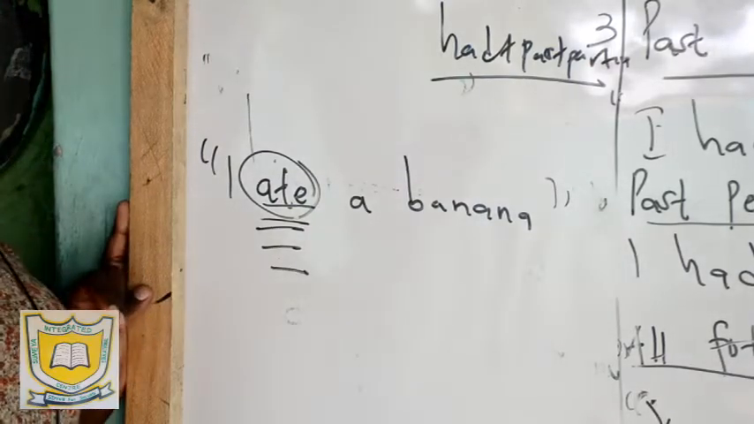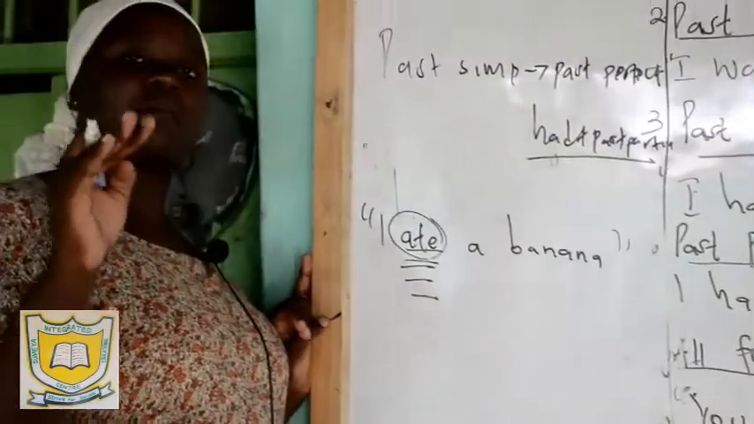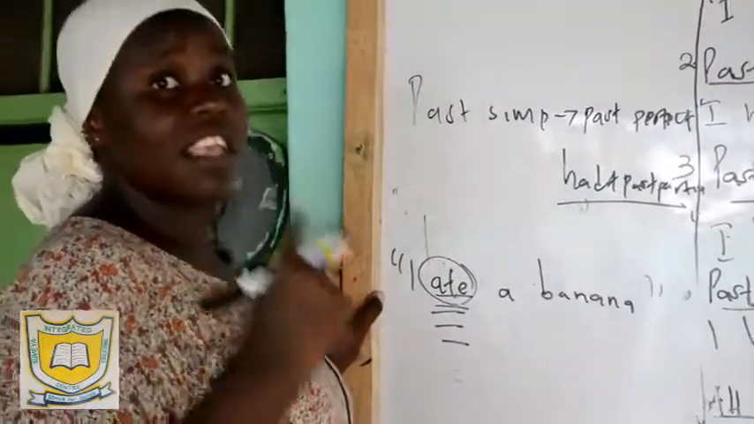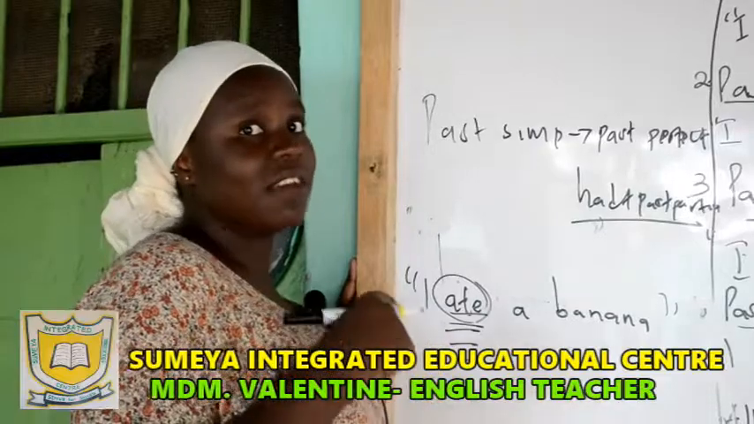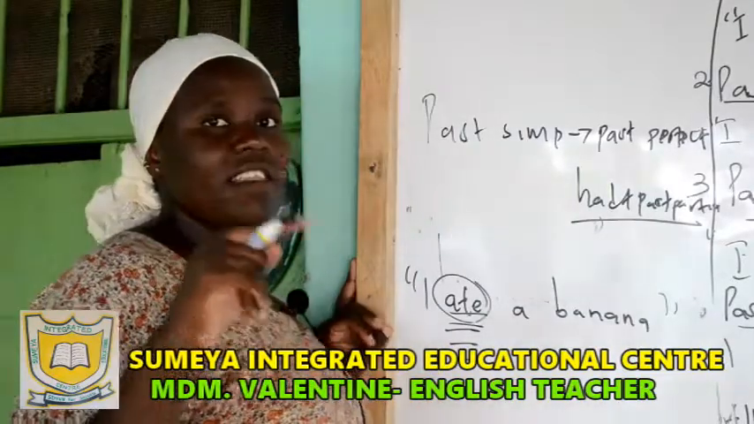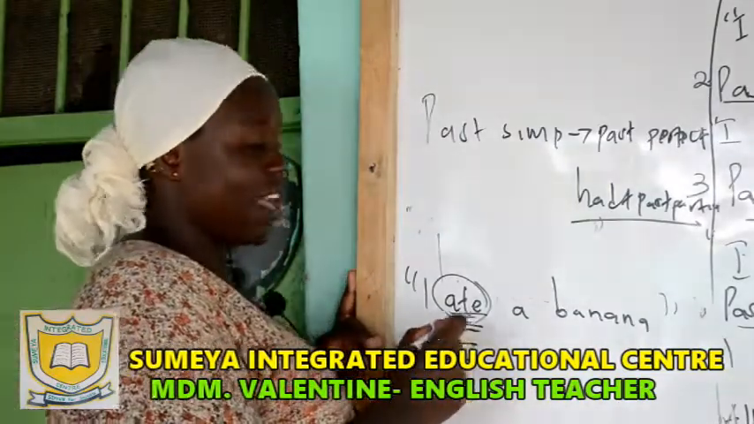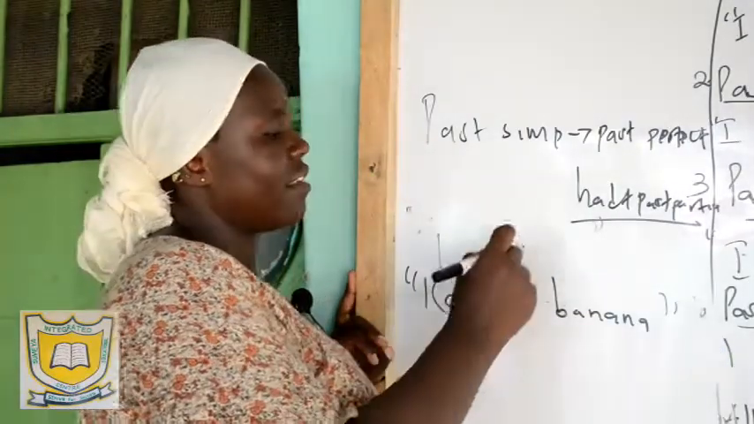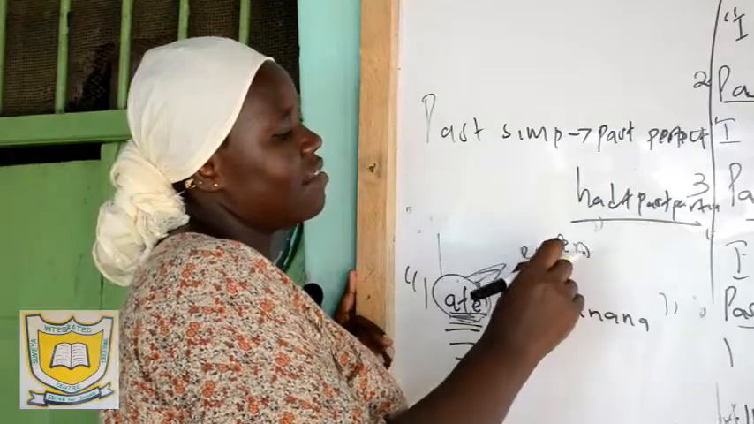How do you form the past perfect tense? You form the past perfect tense by use of had plus a past participle of the given past simple tense. Now, if I say the given past simple tense, you have ate, which means you give me the past participle of the word ate. The past participle of the word ate is what?